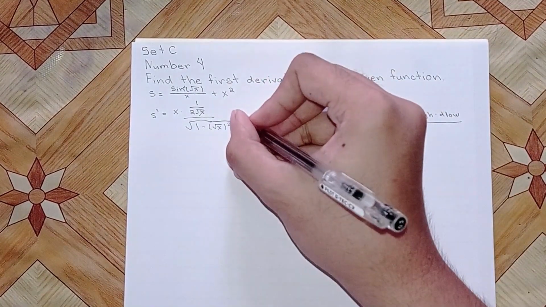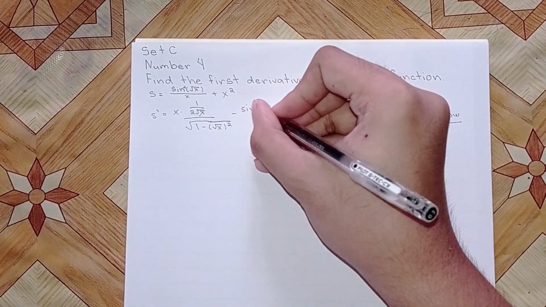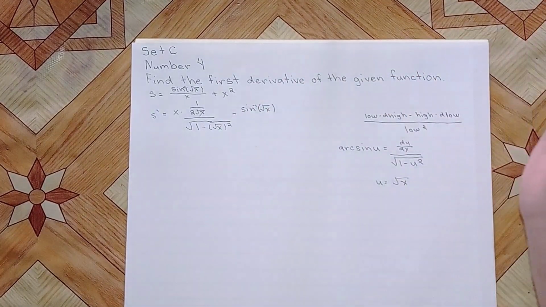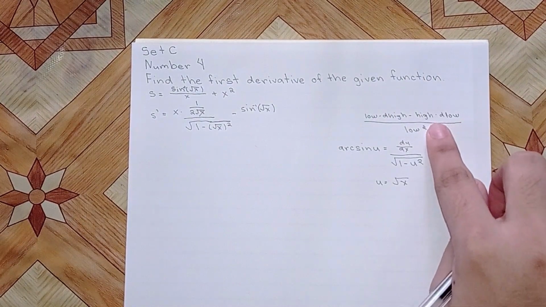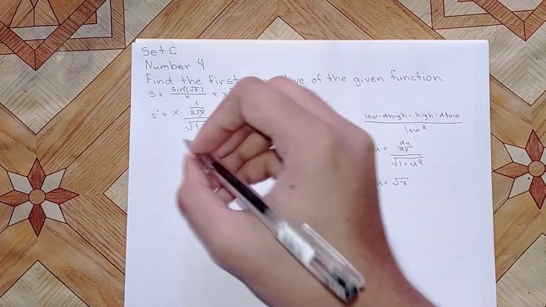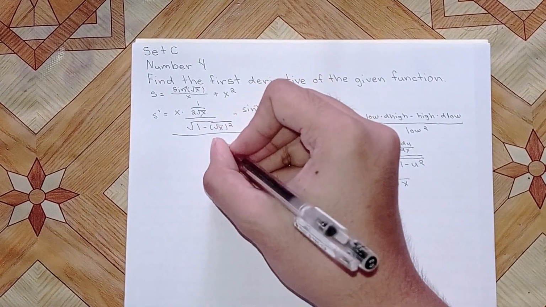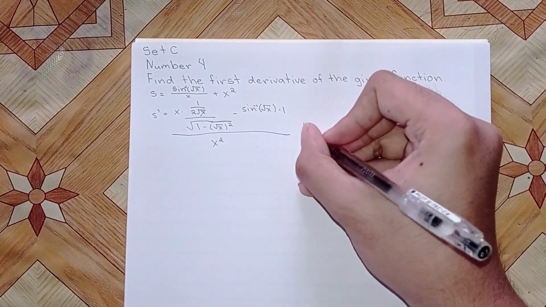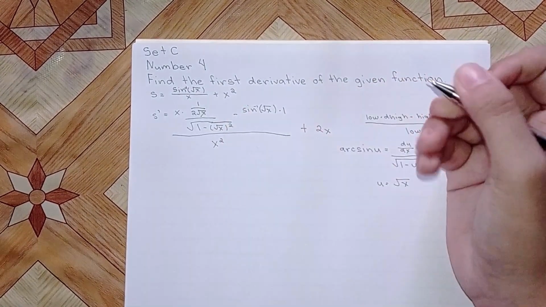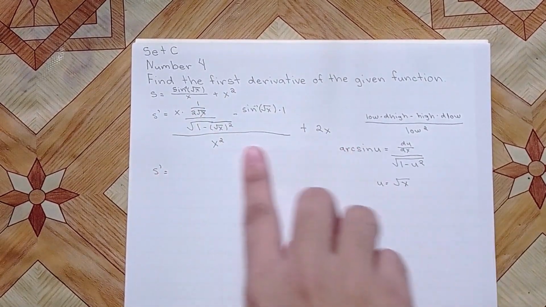So minus high. Just copy the arc sine square root of x times derivative of low. The derivative of x is simply 1 all over low squared. Our low here is the x, so it will be x squared plus the derivative of x squared is 2x. So now we're going to simplify this function.